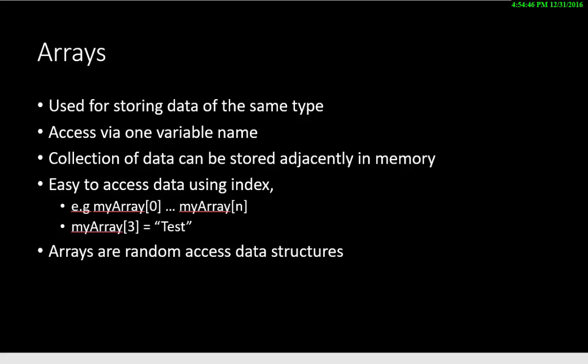So the first one is an array, and this is used for storing data of the same type. When you declare it, you will give it a data type, for example a whole number integer, followed by an array name, and normally a size, so 10 integers. This is an example of how you would write it in many different C-based languages.